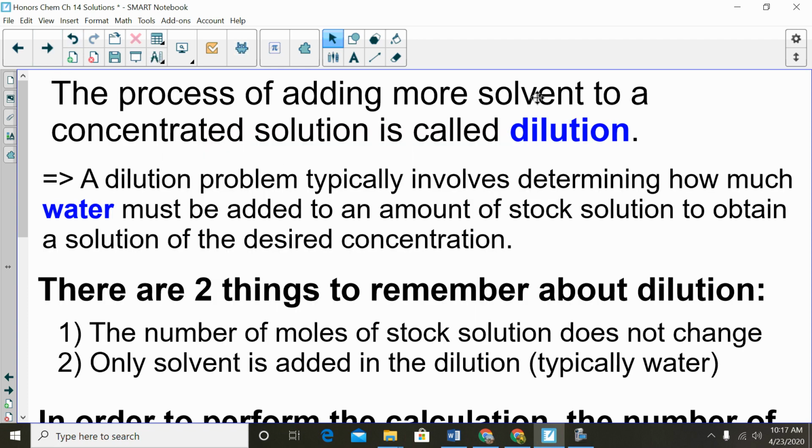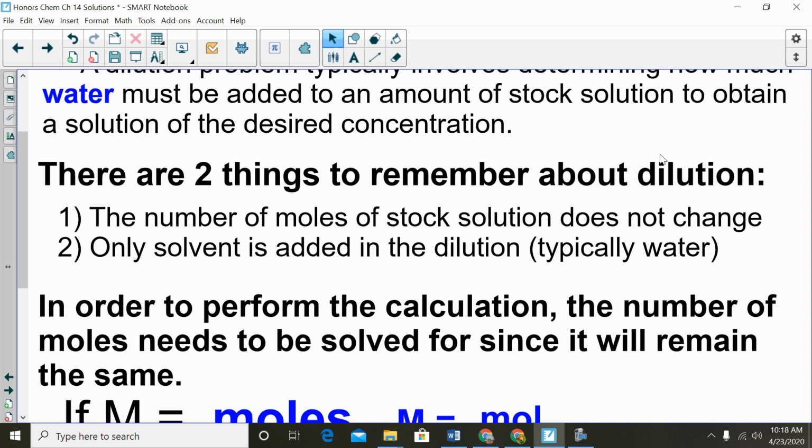Okay, so the process of adding more solvent to a concentrated solution is called dilution. A dilution problem typically involves determining how much water must be added to an amount of stock solution to obtain a solution of the desired concentration. There are two things to remember about dilution. The number of moles of stock solution does not change. Only a solvent is added in the dilution, typically water. So these two things just keep in mind. The number of moles does not change, and only a solvent is added, which is usually water.